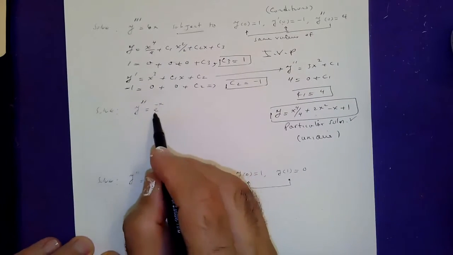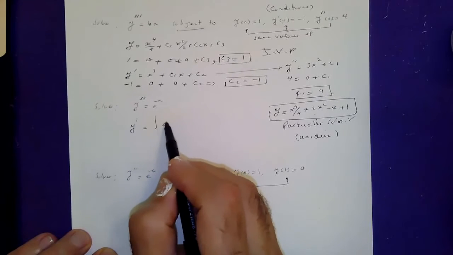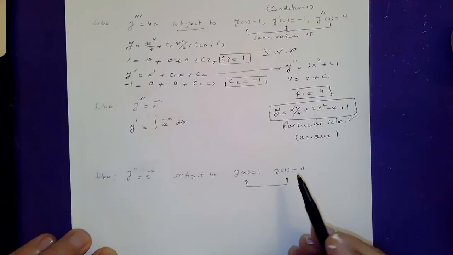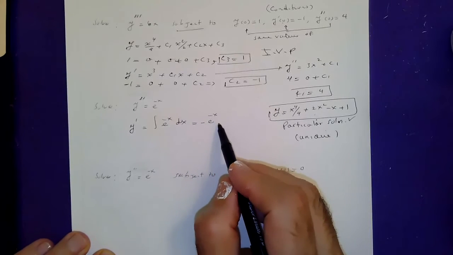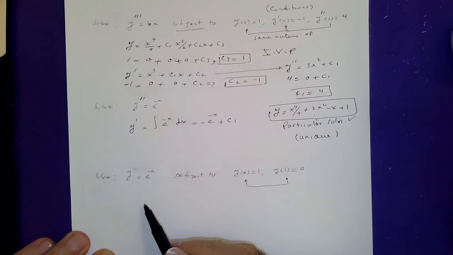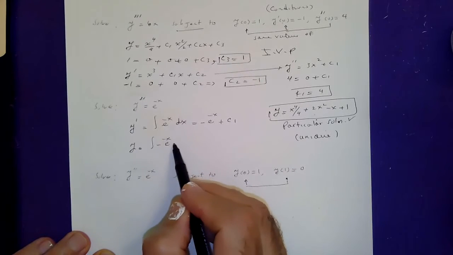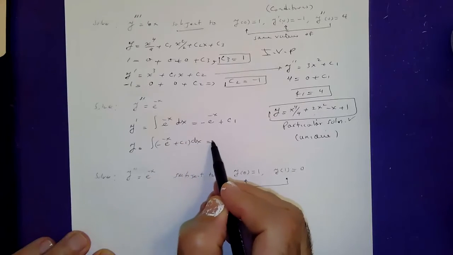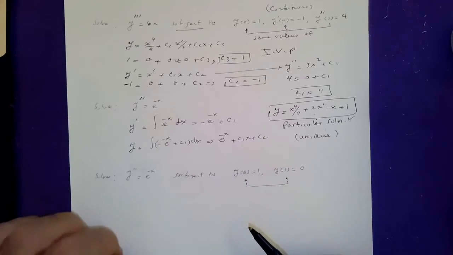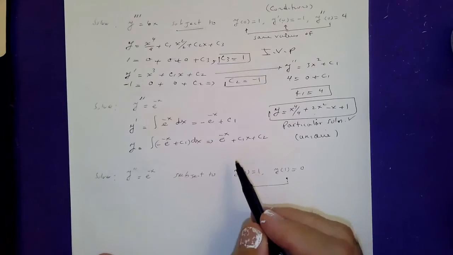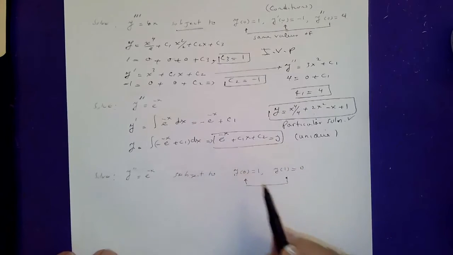So this one is y double prime equal to e to the negative x. To go from y double prime to y prime, I take the antiderivative of e to the negative x. So the final answer is what? Negative e to the negative x plus c1. Now to go from y prime to y, I need to take the antiderivative of this with respect to x. So that would be e to the negative x plus c1x plus c2. Is that right? So this is equal to y. This is called the general solution right there.